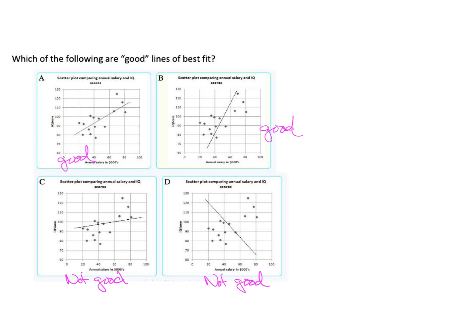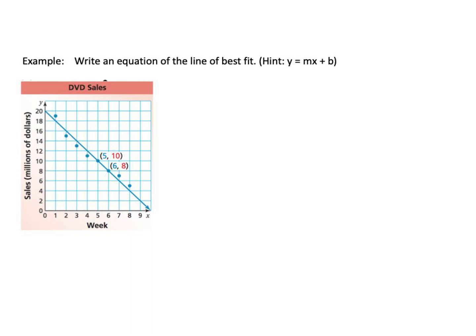It doesn't have to go through at one point. It just has to go through the information. And again, it needs to be balanced, the same amount of stuff above the line versus below the line. All right, so let's go ahead and turn to the back side.